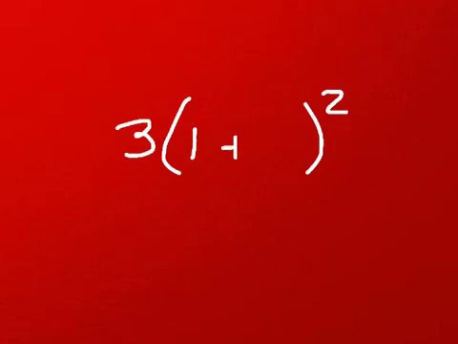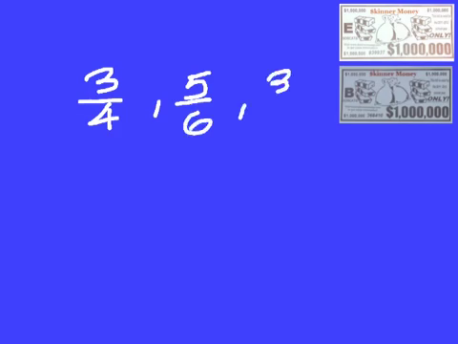Bonus problem number 2. 3 times the quantity squared of 1 plus 3. Answer should be 48. Everybody had that. Practice problem number 2. 3 over 4, 5 over 6, 3 over 8.